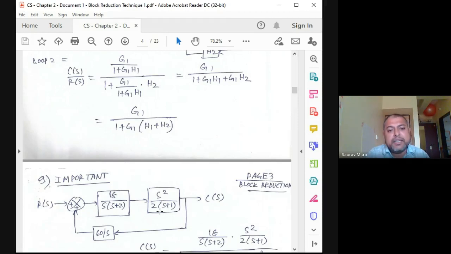Okay, now here it's also a one loop circuit. But what is the thing? In the forward path you are having two gains. The first gain is 18 by s into s plus 2. The second gain is s square by 2 into s into s plus 1.